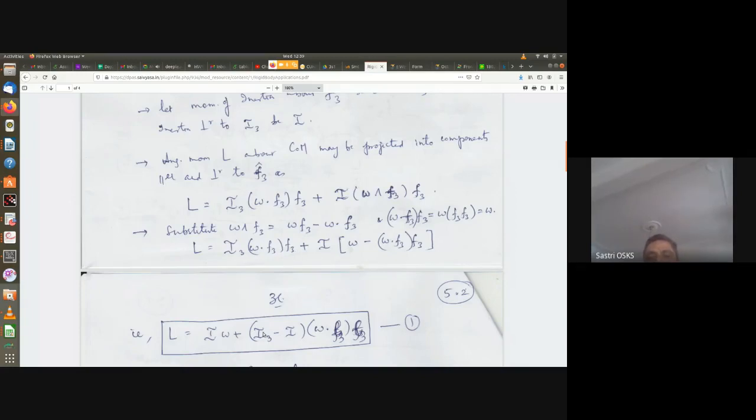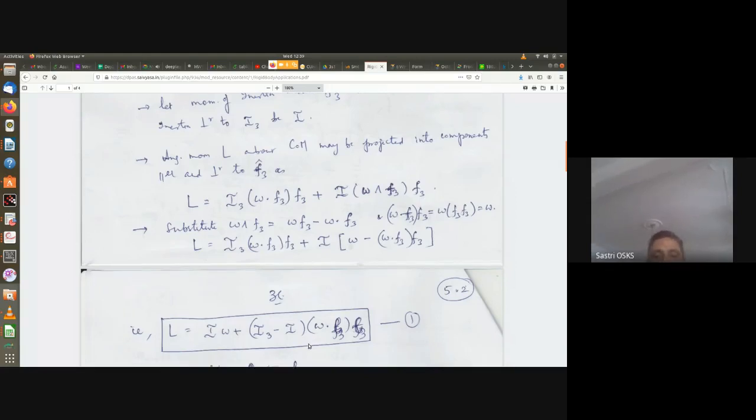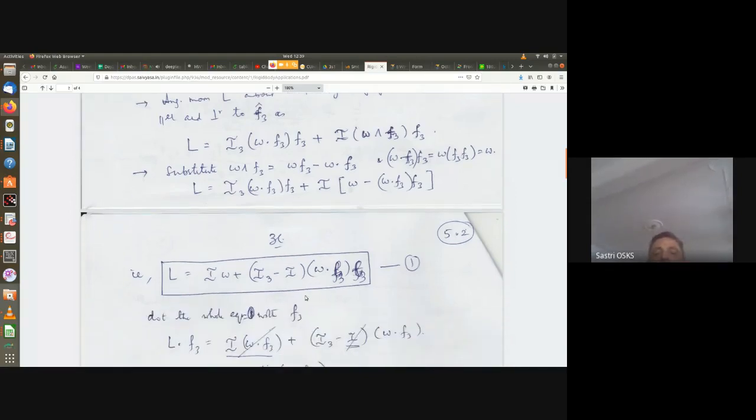So right now, this is what we have done. And so it's a very simple thing till here. Now, what we do is we take a dot product with F3 on both sides. When you dot it with F3, you get L dot F3 equal to I times omega dot F3 and I3 minus I times omega dot F3 into F3 into F3, right?